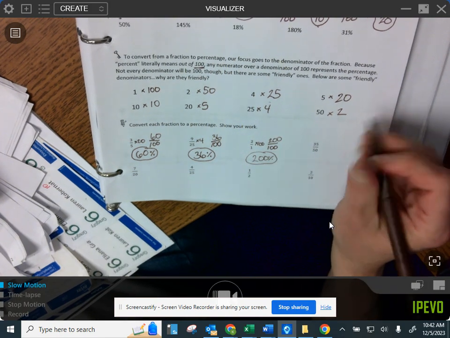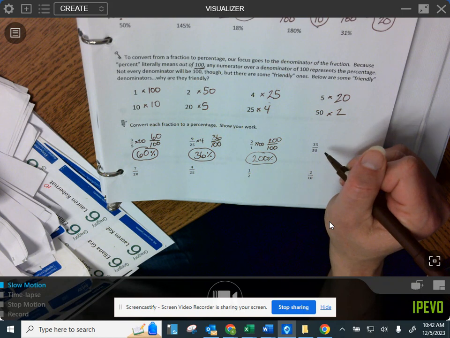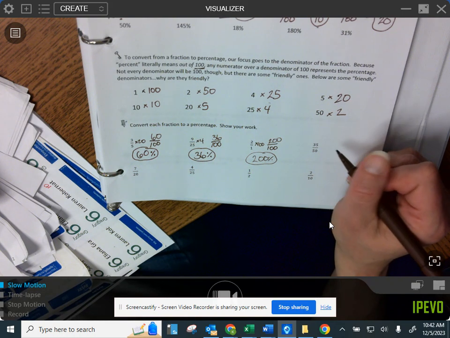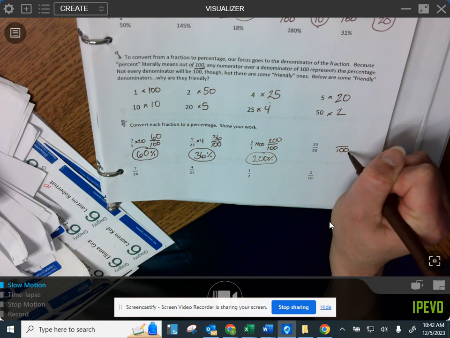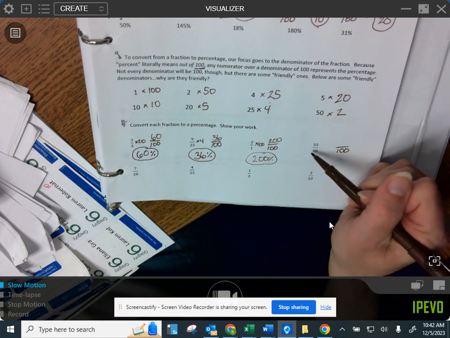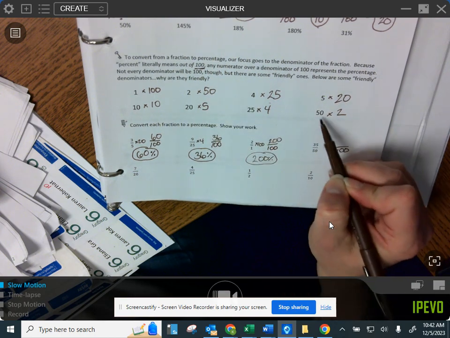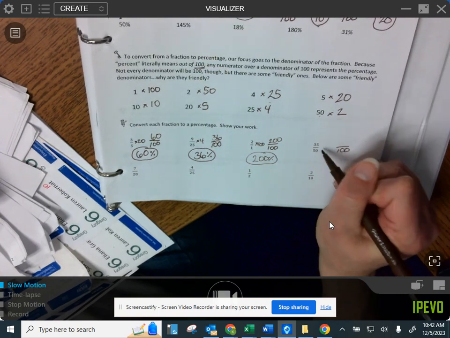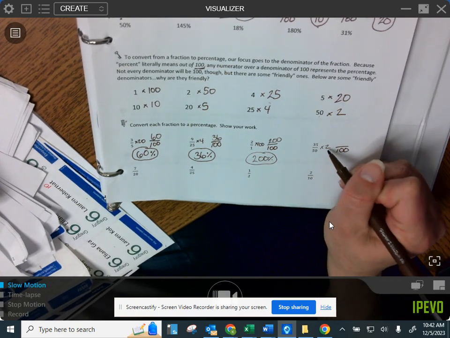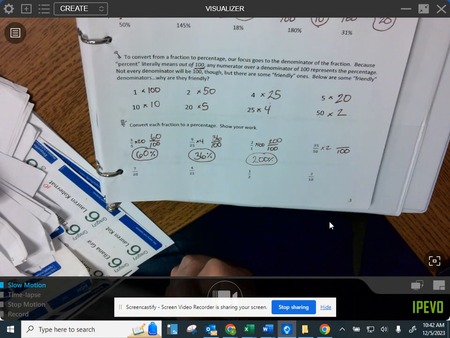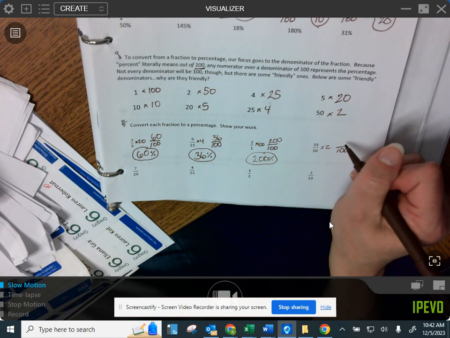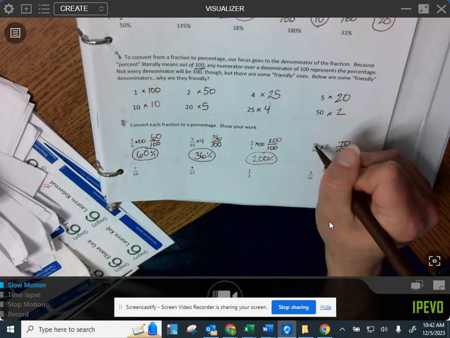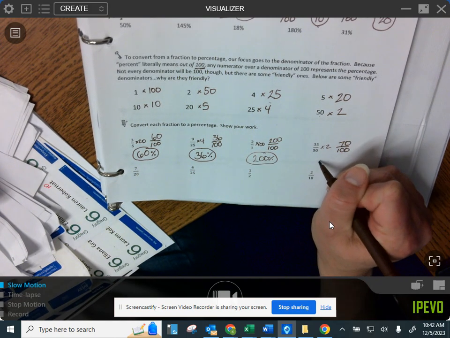Let's do one more together. 35/50. What is my first step, Lilia? You have to multiply the 2. Yeah, because we know we want to go to 100 as my denominator. And I know to go from 50 to 100, I'm multiplying by 2. So 50 times 2 is 100. What is my new numerator? Lilia? 70. 35 times 2 is 70. So what's my percent, Lilia?